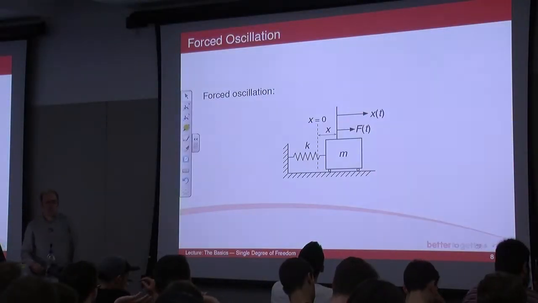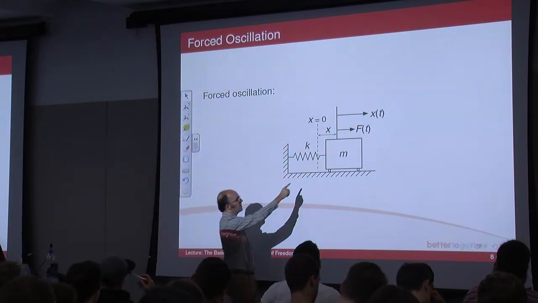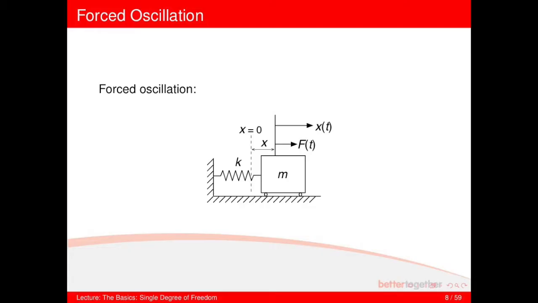2.2.2, forced undamped oscillation. Now, forced oscillation, we've got the same thing here, but this time, not only have I deflected it and let go, but there's a force being applied to that mass as well, okay? That force can be any sort of force. We'll talk about forces in a bit more detail in chapter 3, okay? Lots of different types of forces, but here we're going to assume a sinusoidal force, okay?